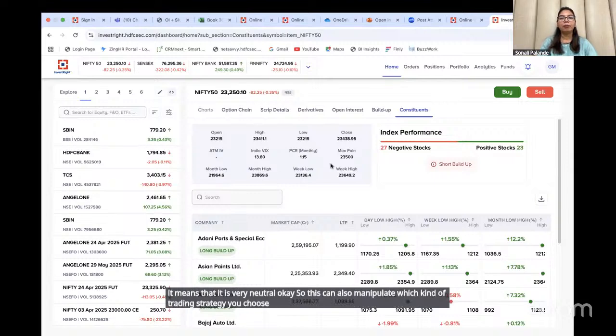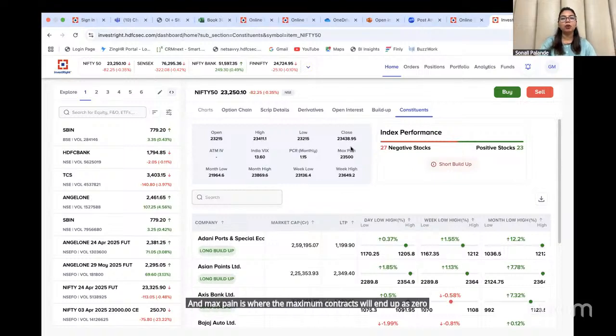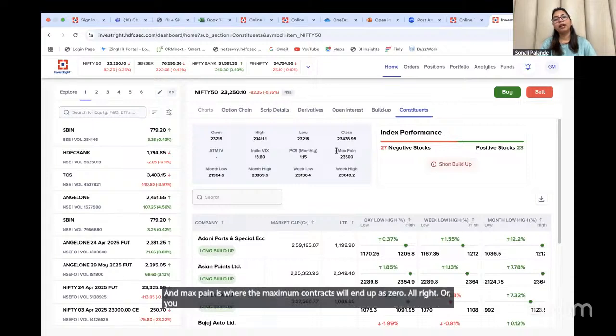Okay, and max pain is where the maximum contracts will end up as zero. All right, or maximum contracts will end up in losses. So that is your max pain.